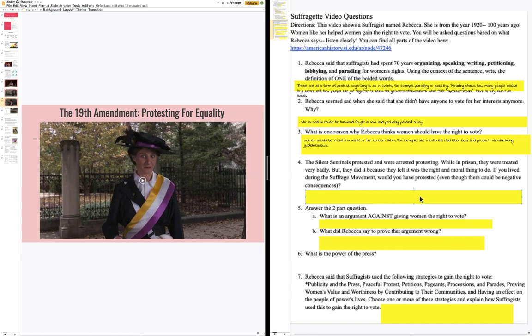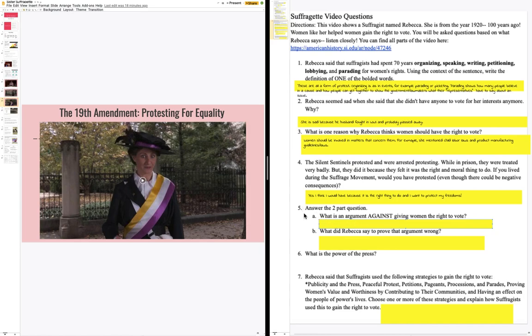If you lived during the suffrage movement, would you have protested even though there could be negative consequences? So this is completely up to you. Would you have? Yes, I think I would have, because it is the right thing to do. And I want to protect my freedoms, right? That's really important. We have to protect our freedoms. If we want to keep our freedoms, then we really have to be able to vote and stand up for ourselves in some way as a citizen.